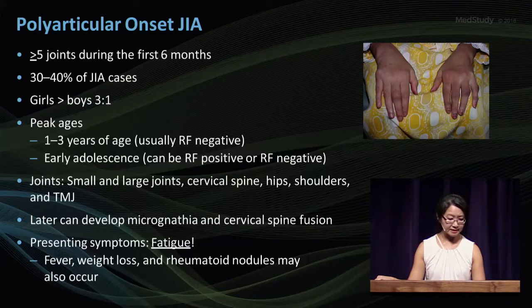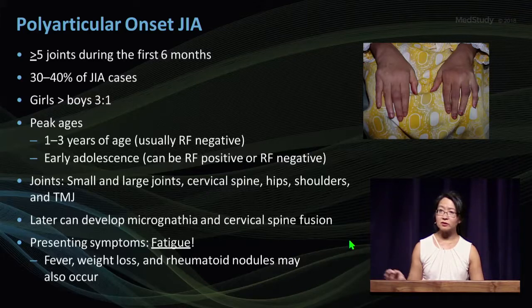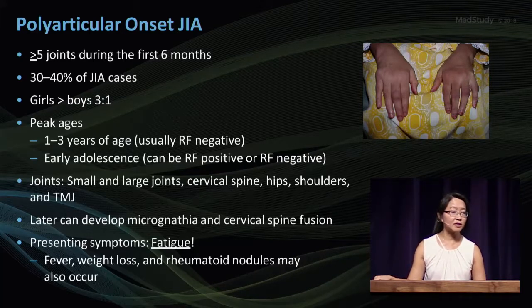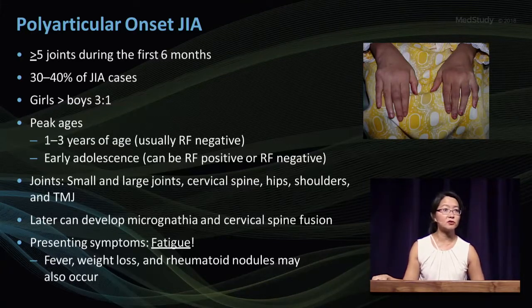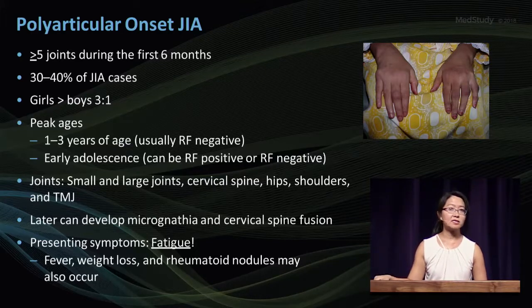Typically, the small joints of the hands are involved, but large joints such as the knees and hips also can be affected. And if it affects the TMJs, micrognathia can occur, and patients can also develop cervical spine fusion with chronic disease that's untreated. In these patients, you have to be careful if they require surgery, let's say an appendectomy. You've got to make sure that they get flexion and extension views of their cervical spine to make sure that they don't have erosions in the C1, C2 vertebra that can cause atlantoaxial instability.